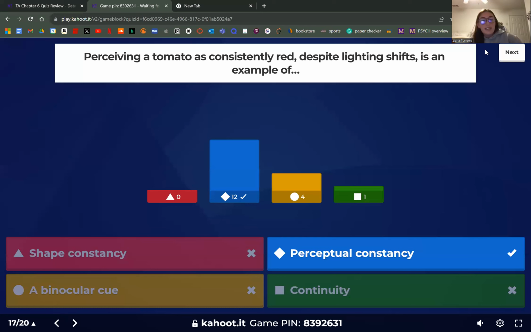Shape constancy, none of you picked that, but it's just when you perceive the form of a familiar object as constant. And then binocular cues are the depth cues that depend on the use of your two eyes.